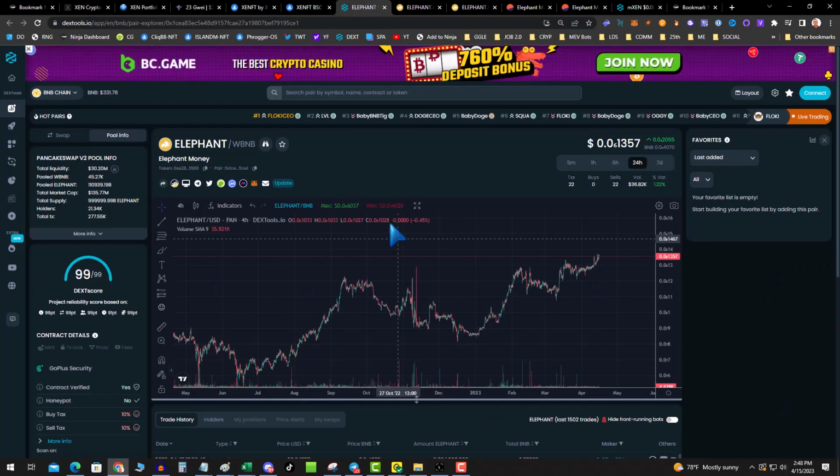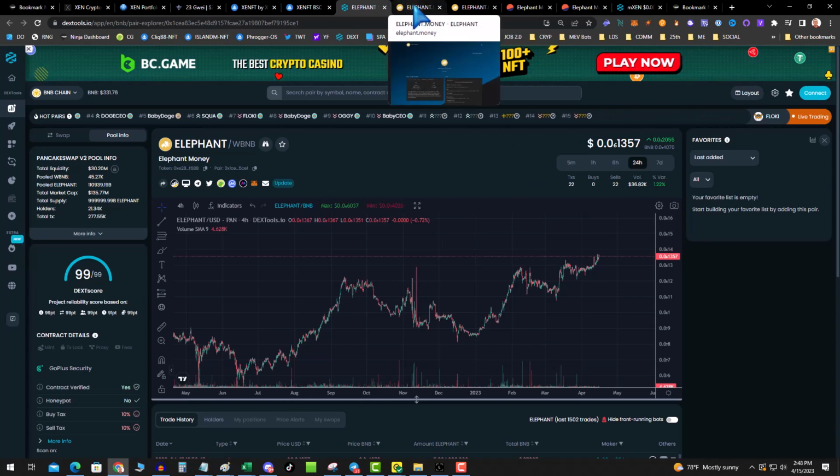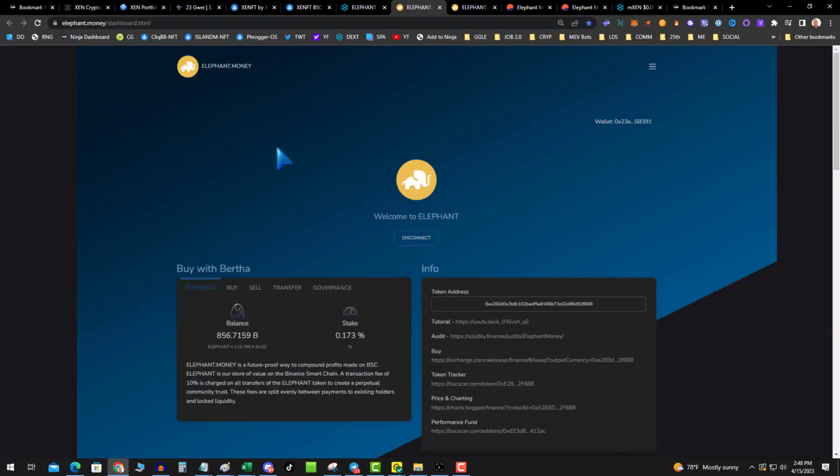On to elephant.money, sitting at 1357. Totally killing it. If you're new to elephant.money, it is a DeFi project on BSC, and I've been involved in it for a long time. There's an elephant token, and then there's also a DeFi protocol that pays 0.5% a day. So I've got about 115,000 in elephant, 856 billion. I really need to get this up to a solid trilly. Slacking a little bit there. So elephant doing really well.